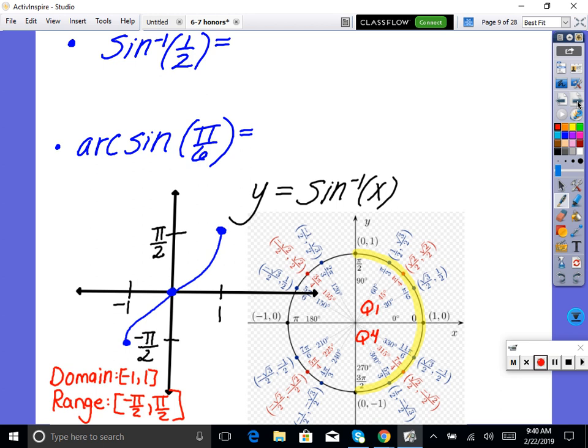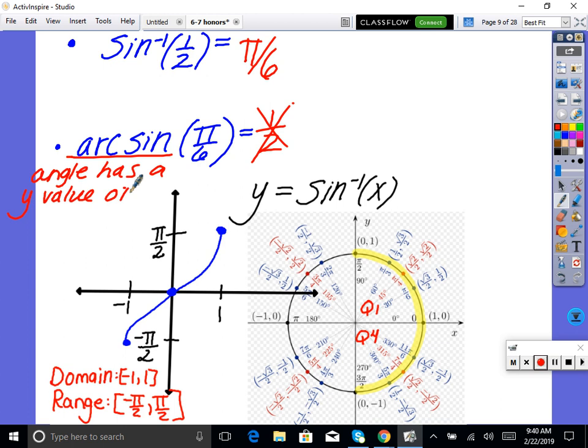Obviously, sine inverse of a half is super straightforward. It's pi over 6, right? Now right here people will see this and they'll say arc sine of pi over 6. What they'll do is treat it like it's saying sine of pi over 6. They'll say, oh, so sine of pi over 6 is a half, and they'll answer it as a half. But this is not what it's asking. It's asking, what angle has a y value of pi over 6?